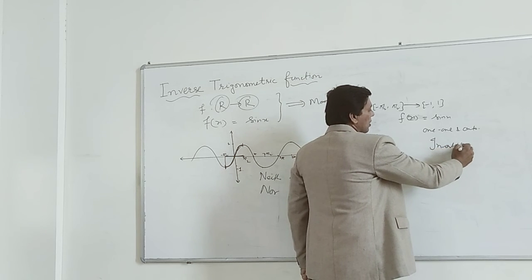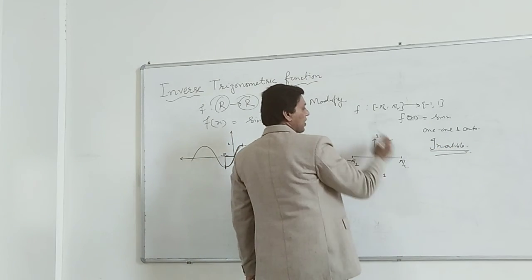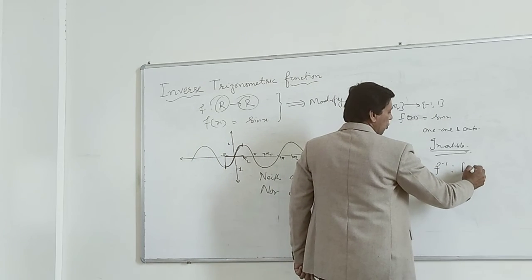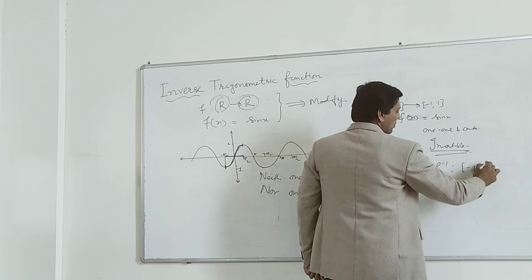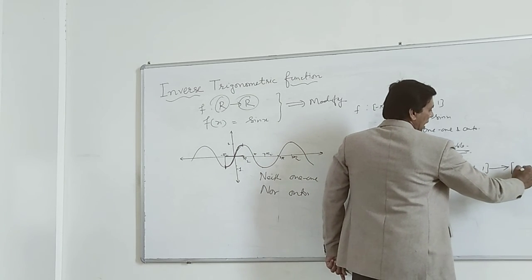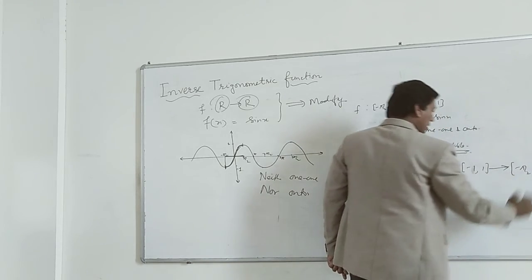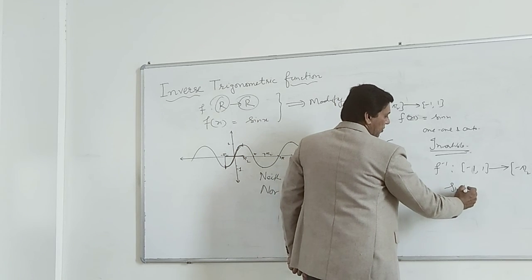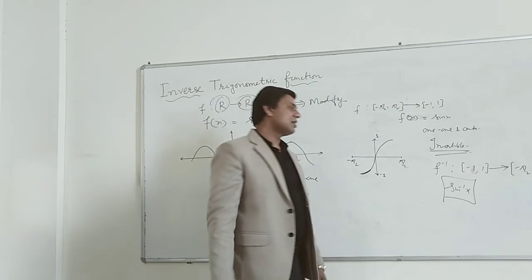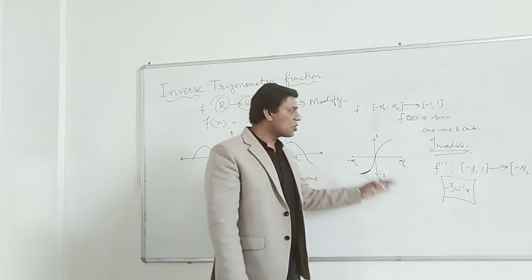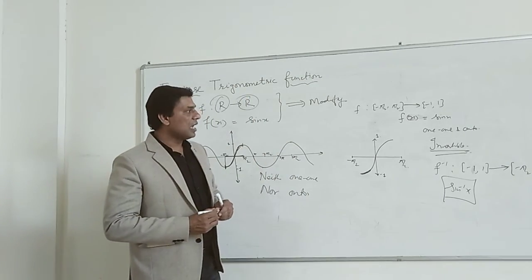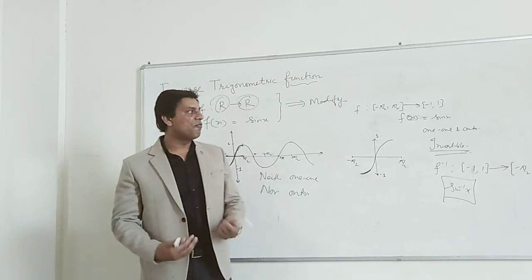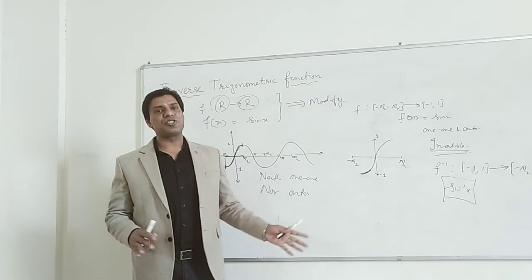Now it is invertible. So what is the inverse function? F inverse will be from the domain minus 1 to 1 to minus pi by 2 to pi by 2. So this is called the inverse, and we denote it sin inverse x. Now this function is sin inverse x. So this was the introduction of the inverse trigonometric function. In the next lecture we will study some formulas related to the inverse trigonometric function. Thank you very much.